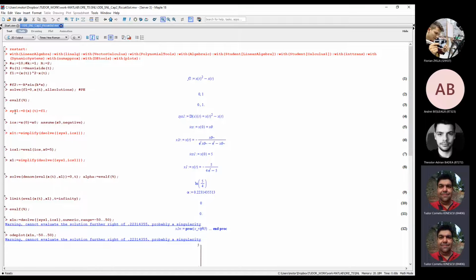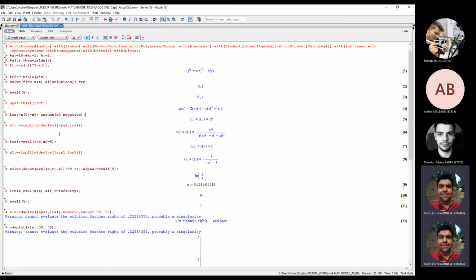When you do colon and equal, it means you attribute the value. When you do just equal, it's checking equality, like here. You see the difference. So this is how you define your differential equation.